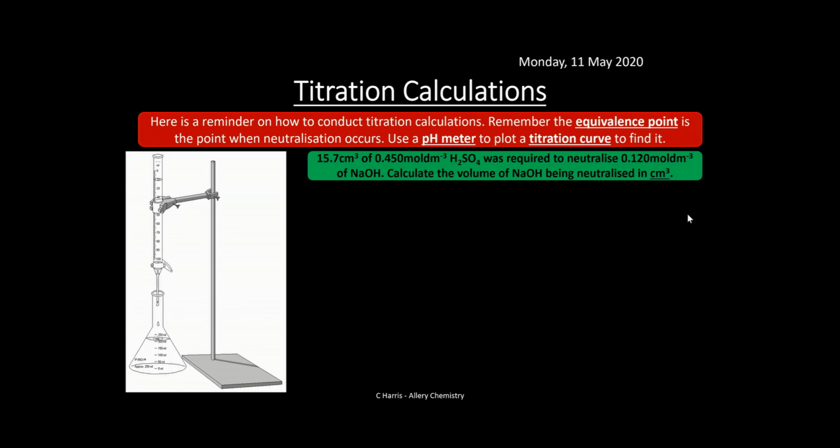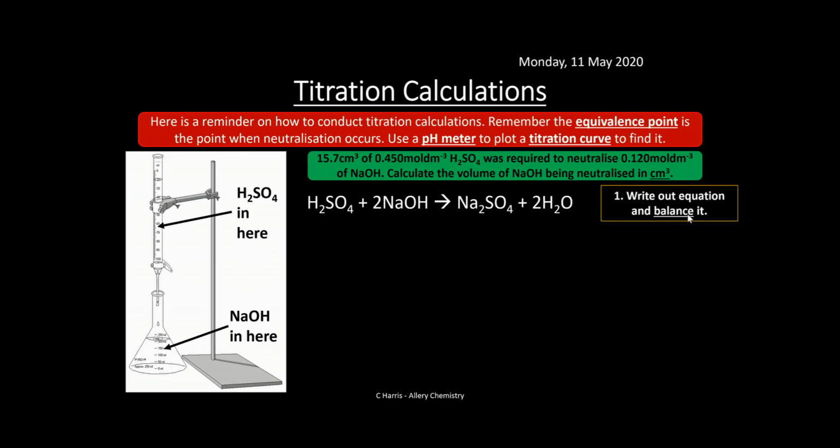So let's have a look at this example here. We've got 15.7 cm³ of 0.450 mol/dm³ sulfuric acid required to neutralise 0.120 mol/dm³ sodium hydroxide. We're going to calculate the volume of sodium hydroxide being neutralised in cm³. So in this example, we're going to put sulfuric acid in our burette, and we're going to put sodium hydroxide in our conical flask at the bottom.